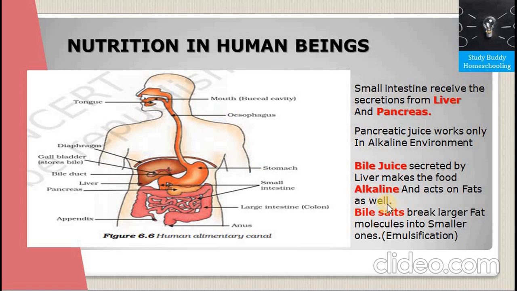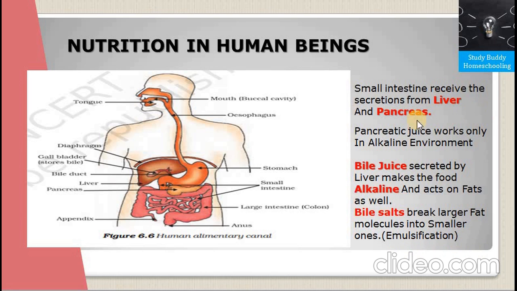Bile salts, which is again secreted by liver, breaks larger fat molecules into smaller ones. If the fat molecules are much larger, it is very difficult for the enzymes to act upon them. So these larger fat molecules are broken down into smaller fat molecules so that the enzymes can act very easily, because there will be more surface of fats which is going to be exposed for the enzymes. This process is known as emulsification.